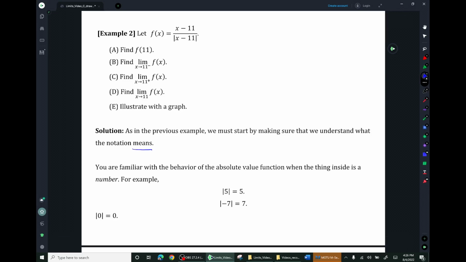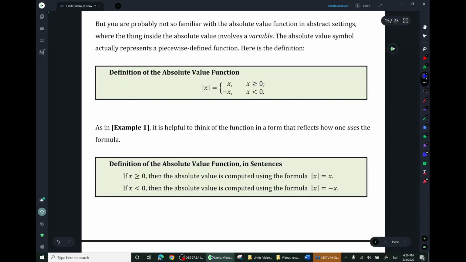Now, you're all familiar with the behavior of the absolute value function when the thing inside is a number. So, for instance, the absolute value of 5 is 5. The absolute value of negative 7 is 7. Or the absolute value of 0 is 0. But you're probably not so familiar with the absolute value function in abstract settings, where the thing inside the absolute value involves a variable. The absolute value symbol actually represents a piecewise-defined function.